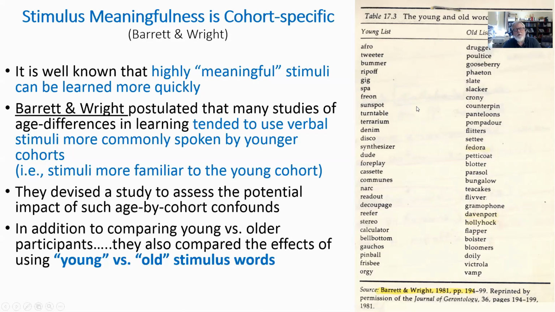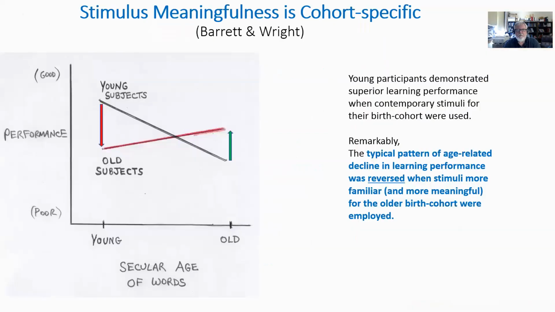So what happens when you not only vary the age of the learner, but you vary the age of the words? And at the same time you're varying the age of the words, you're implicitly changing the relative meaningfulness of the words for any specific cohort. Well, what they found was actually quite a profound outcome. Let's take a look at their findings here.